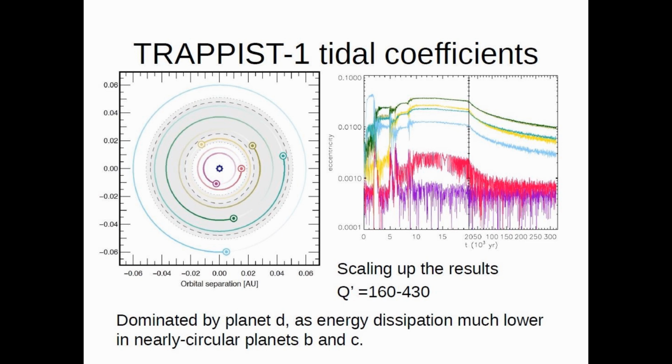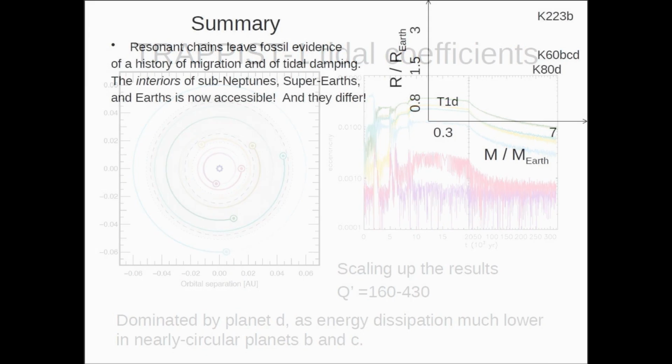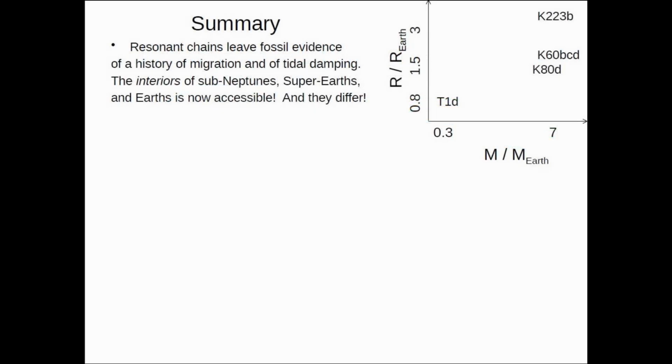All right, so I'm going to come in for a landing here to summarize the gains we've had, which are that resonant chains leave fossil evidence of a history of migration and of tidal damping. And we are starting to sense the interiors of sub-Neptune class, super-Earth class, and even Earth-sized planets with the TRAPPIST-1 system. And what we can see is that they differ.